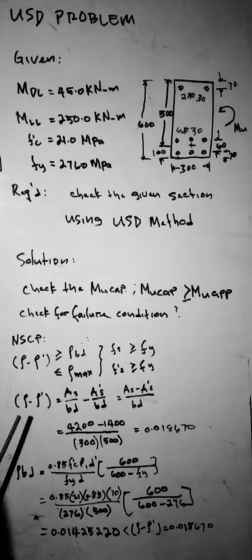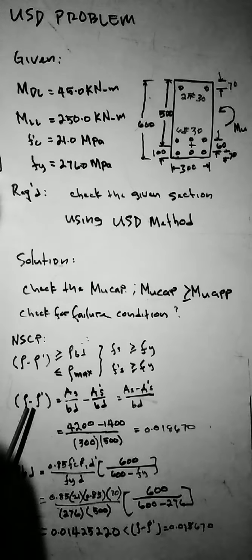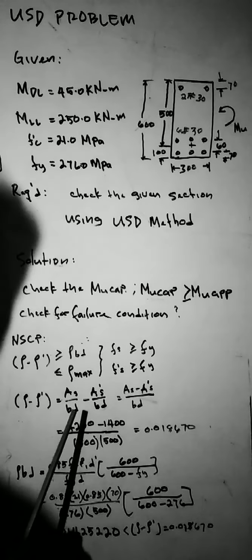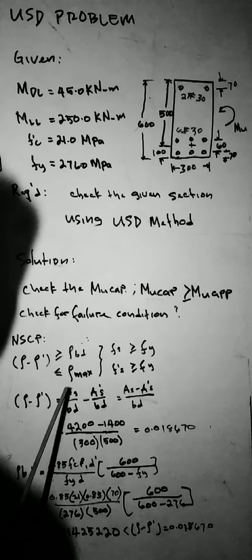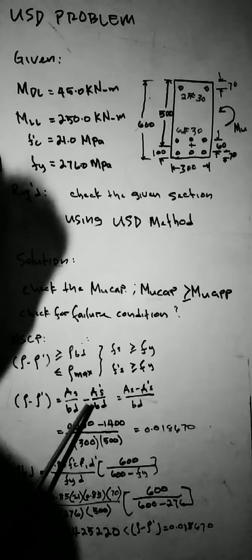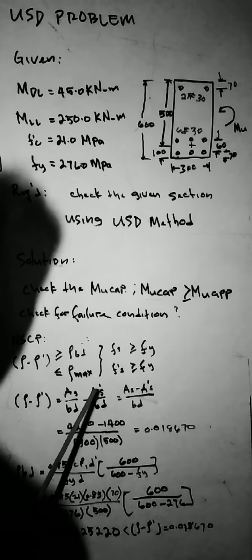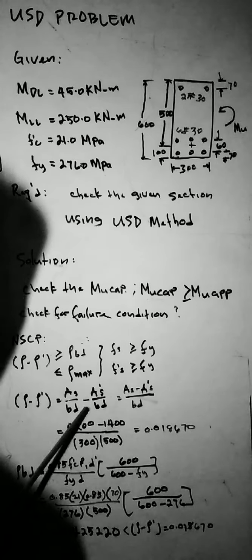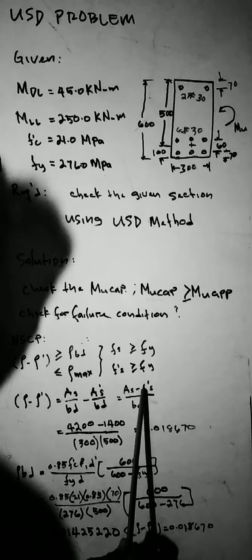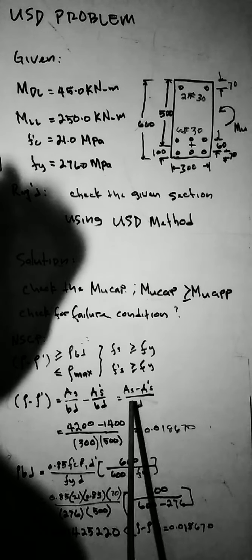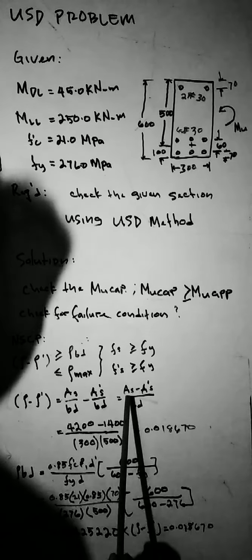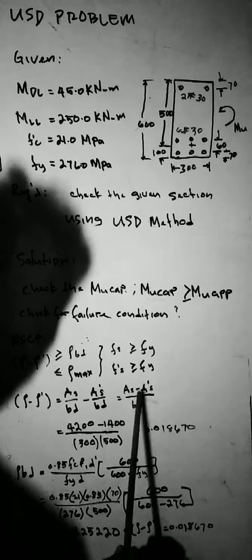Okay, this is the formula. Rho minus rho prime is equal to As, the total cross-sectional area of the bottom bar, over bd, minus the total cross-sectional area of the top bar, the compression bar, over bd. And this is also equal to this, As minus A's over bd. Okay, we are going to substitute the values in this equation.